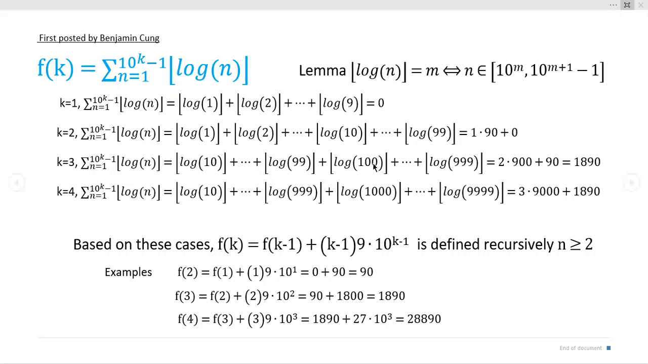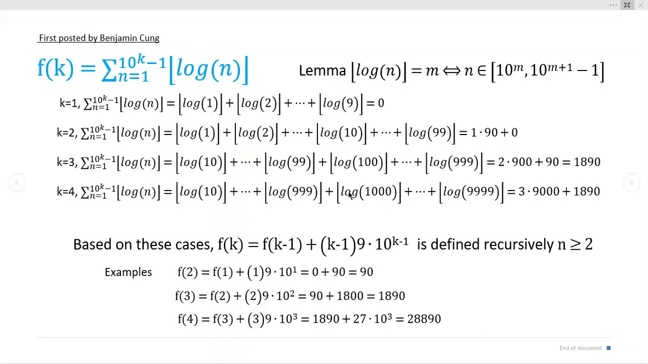Now you get to log base 10 of 100, and you run all the way up to 999. Again, that's consistent with this lemma and sort of consistent with these indices of these summations right here. So from 100 to 999 is actually 900 numbers. You got to be a little careful with that. It seems like it might be 899, but it is 900 numbers. But all of those numbers starting at 100, log base 10 of 100 is 2, all the way up to 999. So you get the 2 times the 900 plus the 90, which was the previous one, and that's where this recursion comes in.